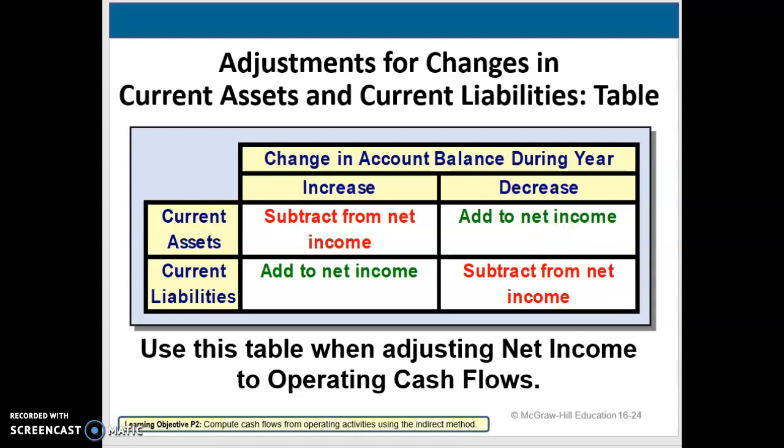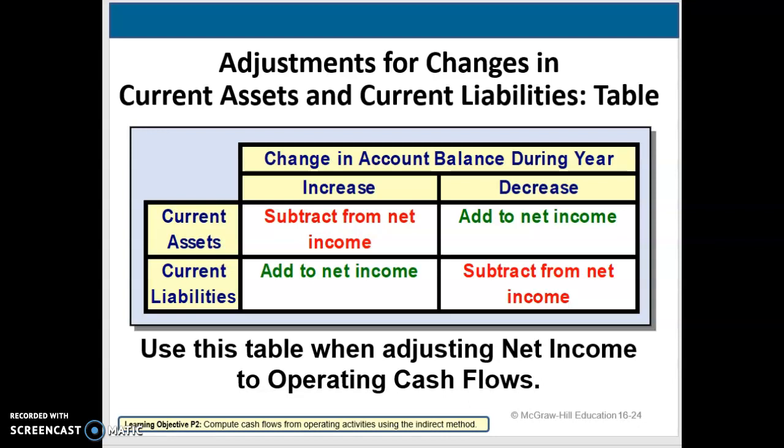So let's say we have accounts receivable. It's a current asset, right? And it decreased during the year. This decrease is going to be added to net income. A decrease in accounts receivable means that the customer cash payments on account exceeded customer charges for that period. This excess of cash payments over charges is used to adjust the accrual-based revenues reported on our income statement to report the total cash received from customers during the period.